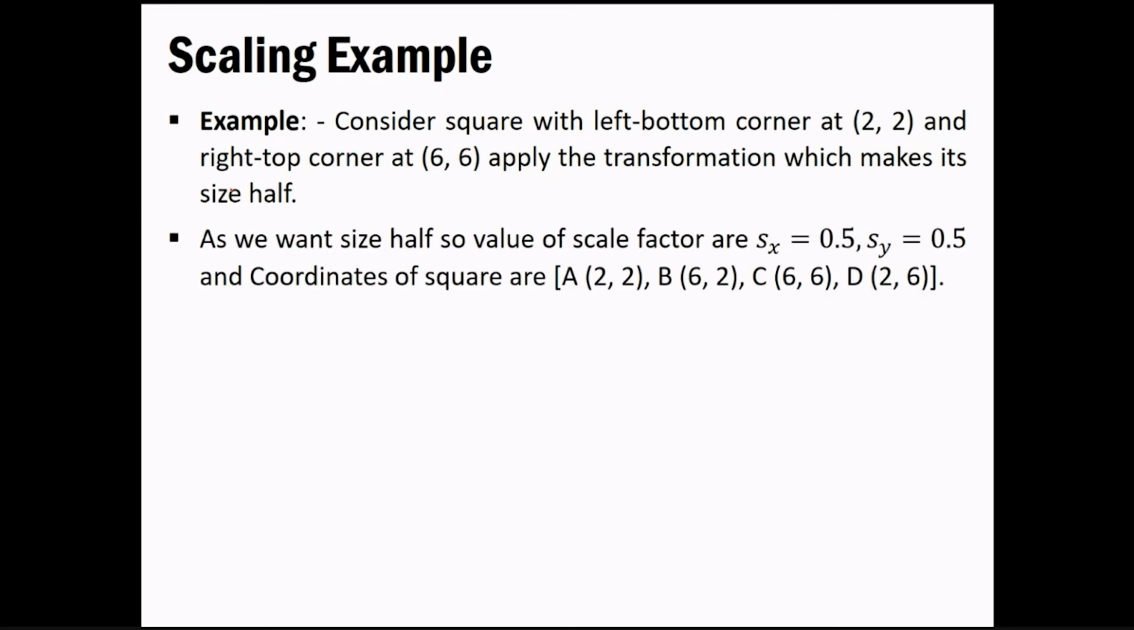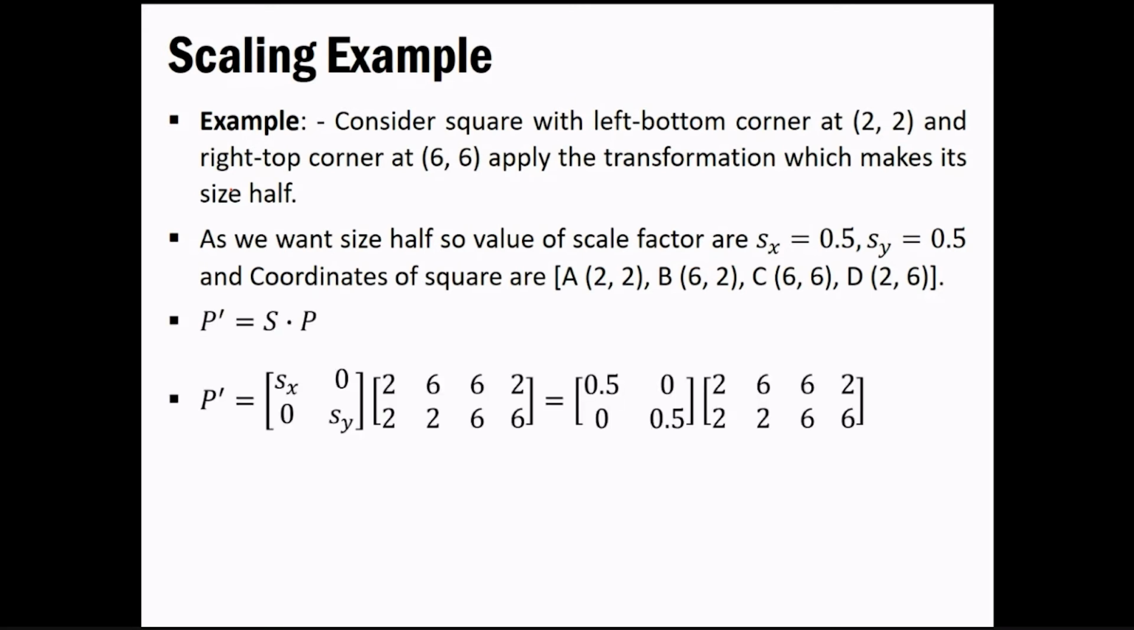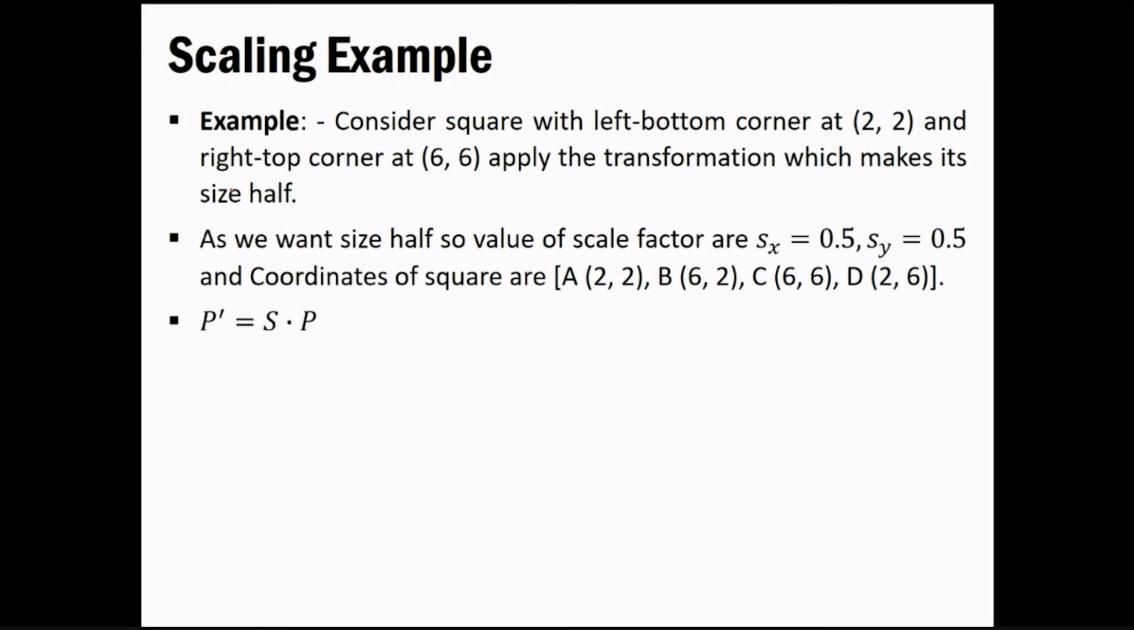As we want size half, the value of the scale factor that we are taking here is 0.5. These are the decisions you have to make while calculating this kind of example, so don't expect each and everything in the question. So sx will be 0.5, sy will be 0.5 in this case, and the coordinates of the square are also given: the left bottom corner (2, 2) and the right top corner (6, 6). In-between points you can always achieve, because we are considering a square. Now we need to put it in column vector form in the matrix.